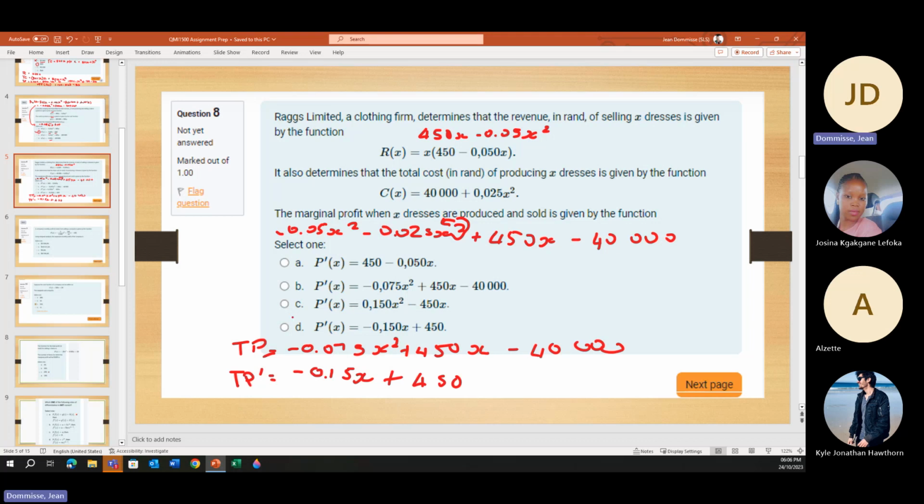Okay, so it seems like option D. Is that also what you guys got from this one? Okay, cool. 2 out of 4.